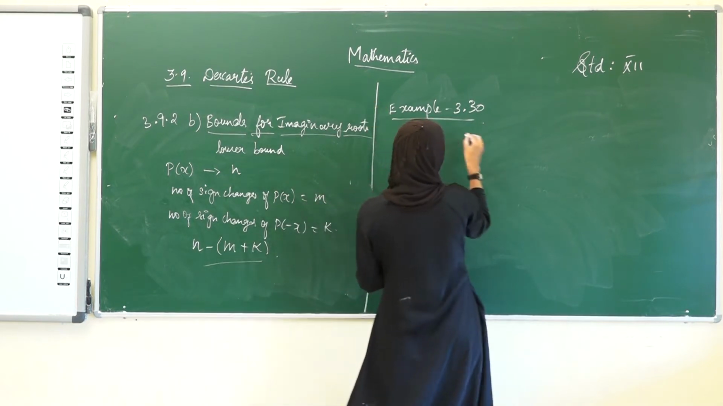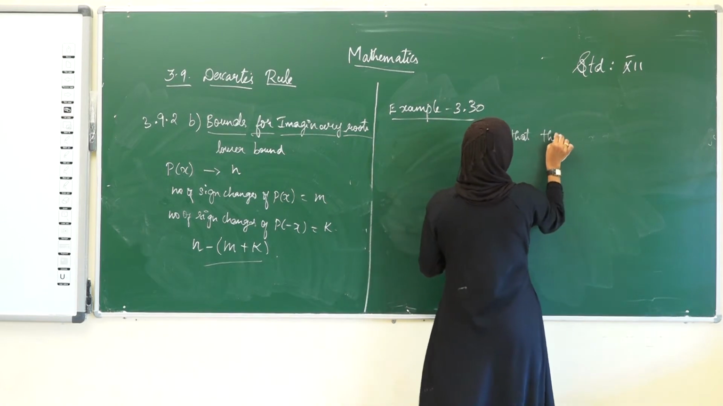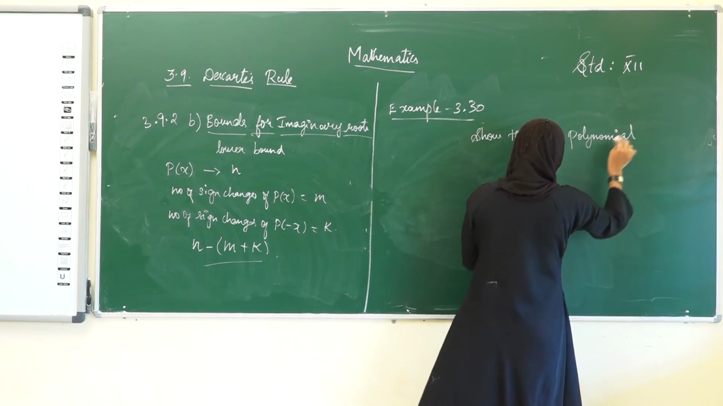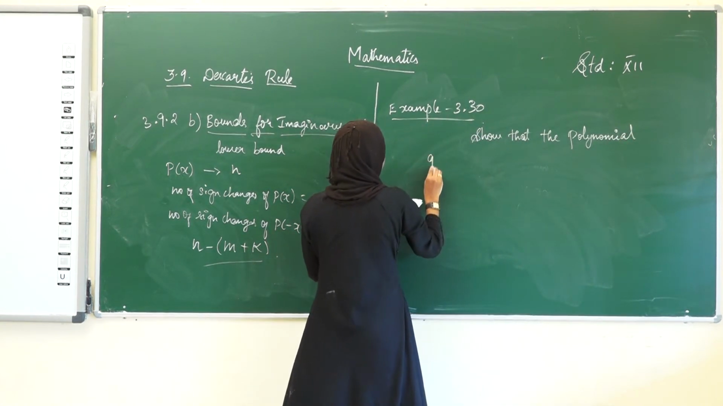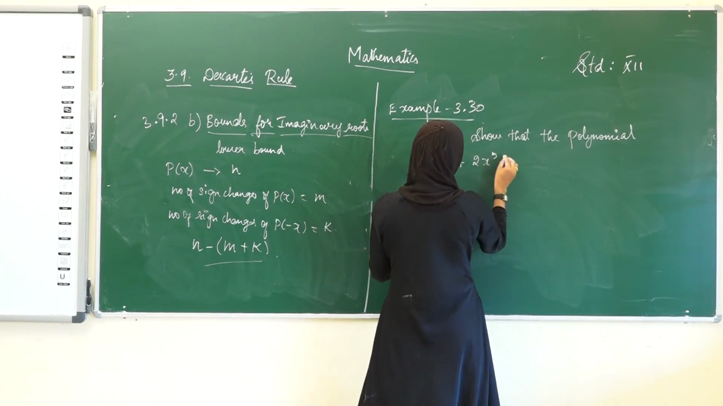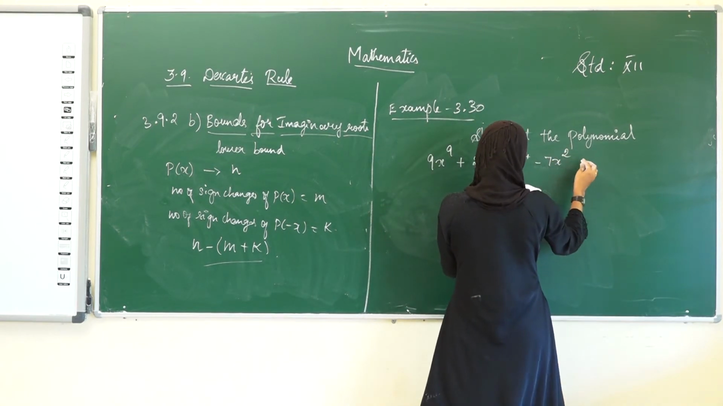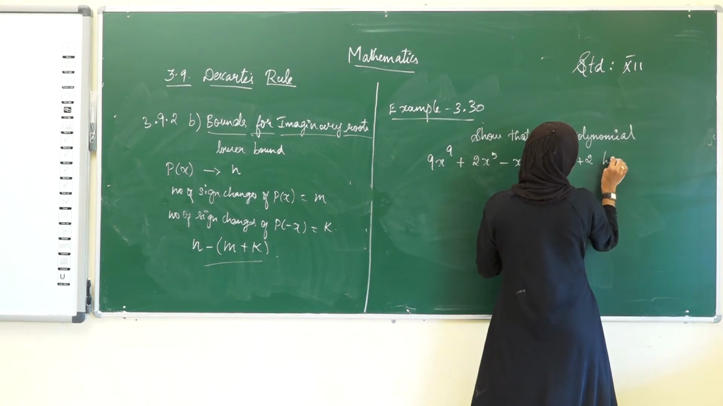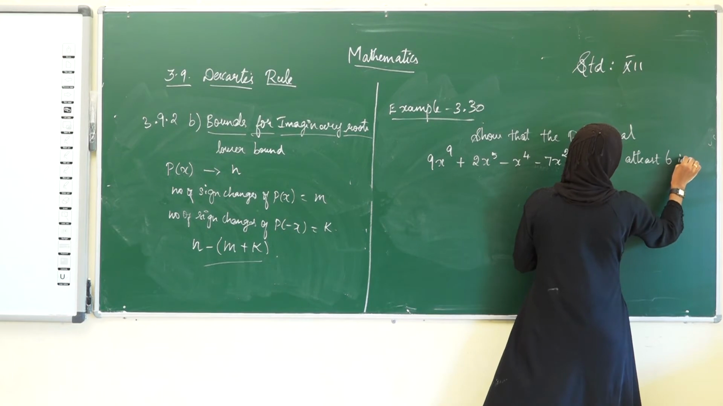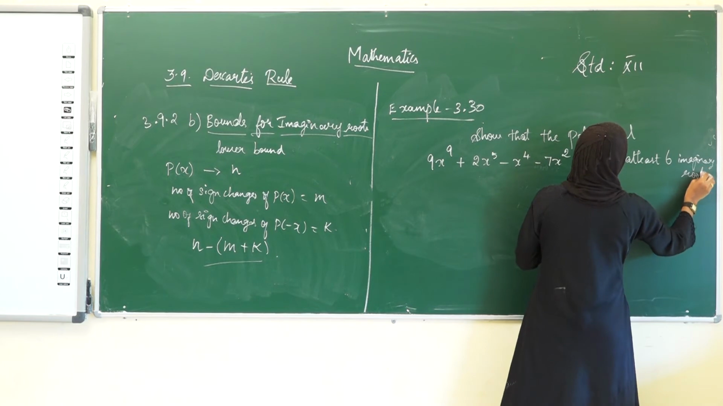3.30. Show that the polynomial, what is the polynomial they have given? 9x^9 + 2x^5 - x^4 - 7x^2 + 2 has at least 6 imaginary roots. Okay, what do you have to find?